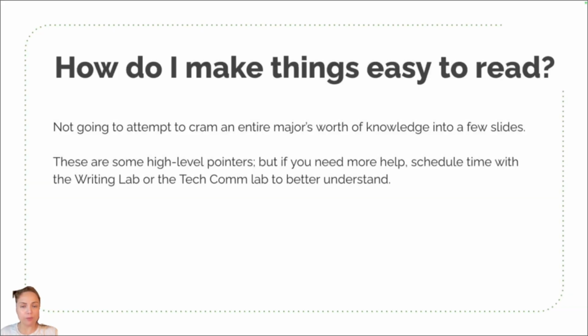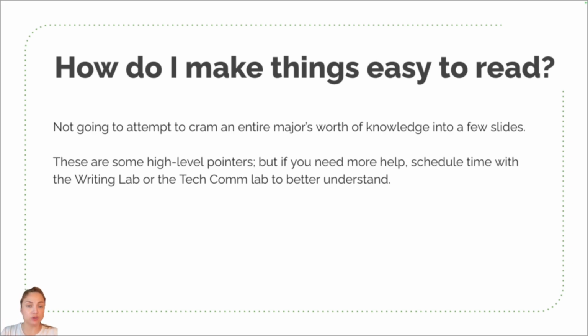So how do you make things easier to read? Well, it takes practice. It can be tempting to say, oh, I'm either a good writer or I'm a bad writer, but that's not true. A lot of writing is formulaic, and it can be repeated over and over again once you learn some of these basic rules. And it can take an entire major's worth of knowledge to really nail down some of these things. So, in this module, we're just going to go over 4 high level tips to get started with making your writing more clear and easy to understand.